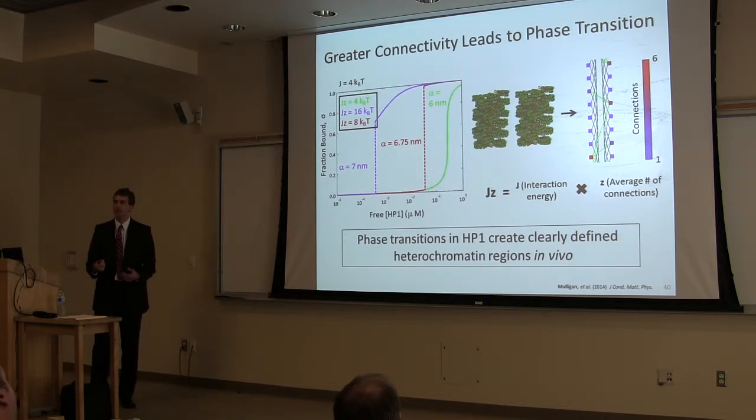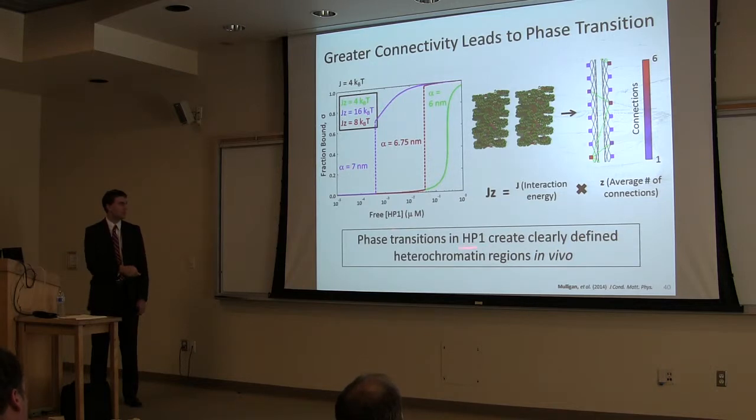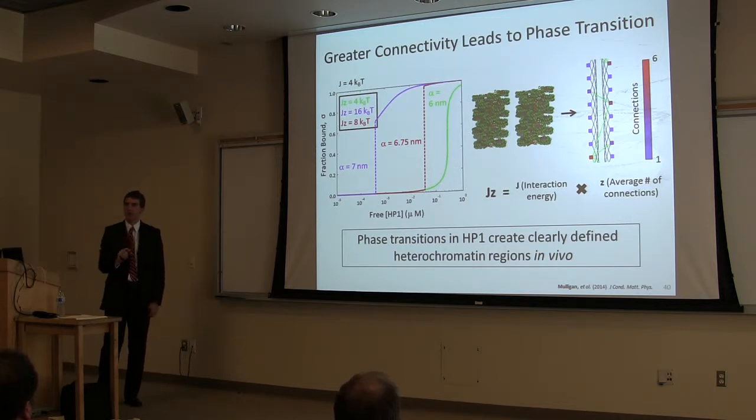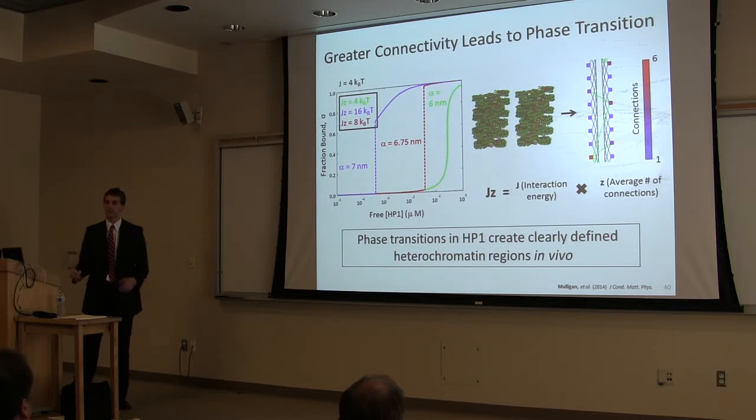And ultimately, having a phase transition is critical because phase transitions are what allow the cell to create these very clearly defined regions, where we saw those dark areas separated from those light areas. And that's controlled only if you have these phase transitions happening.